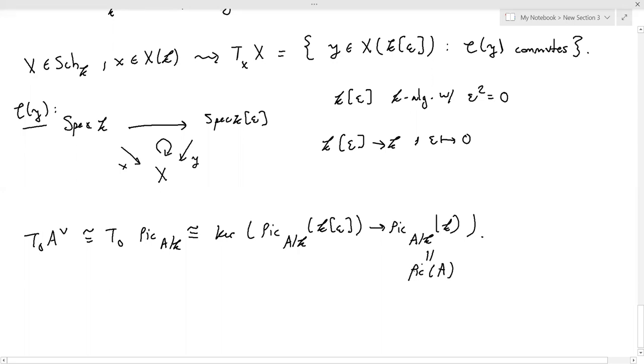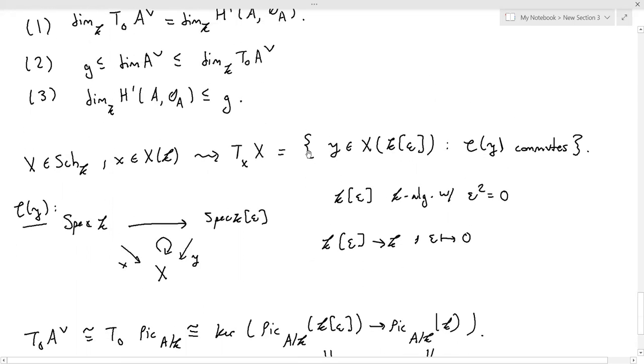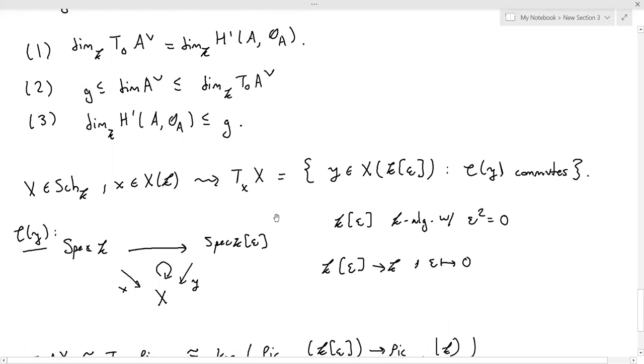Essentially, this guy here is basically the Picard group of not A, but A infinitesimally deformed. So then what we can say for ourselves is, okay, well, the Picard groups, these are first cohomology groups, right? So you can imagine that you want to write down some kind of short exact sequence, like an exponential short exact sequence, that has these appearing as first cohomology groups, and then you have the first cohomology groups of O_A.